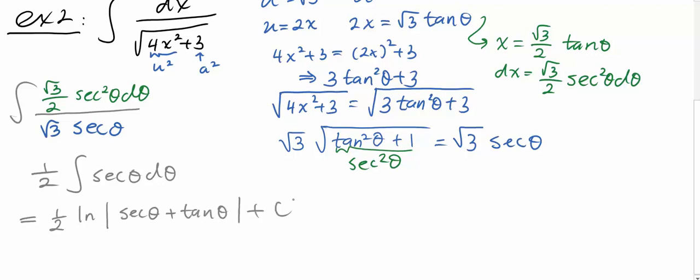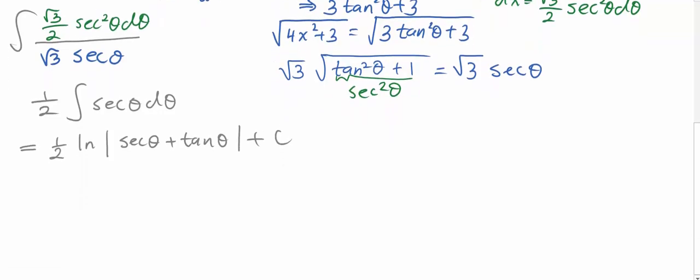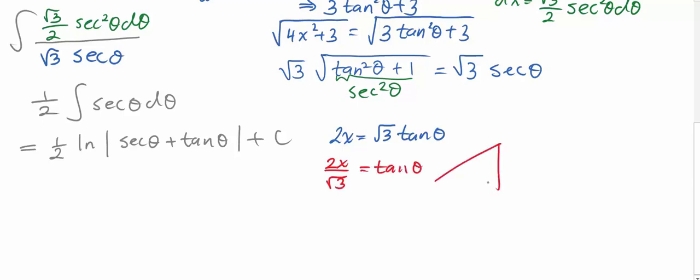But again, this is completely in theta land, so I need to get back to x land. And the way I'm going to do that is I'm going to use our original substitution to get us back there. So originally, what we had said is that 2x is equal to square root of 3 tangent of theta. So if I rearrange that, I would get that 2x over rad 3 is equal to tangent of theta. This will allow us to draw a triangle where tangent is opposite over adjacent.